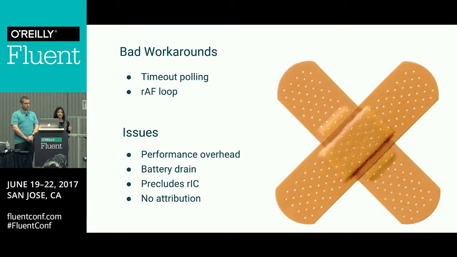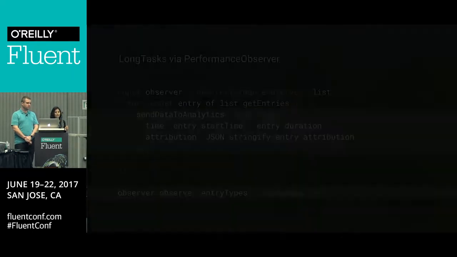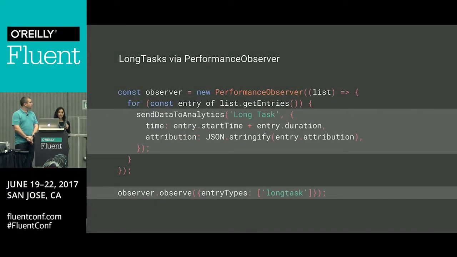Now, these workarounds might give you a clue as to when the main thread is busy, but they're really quite terrible because they come at a high cost of performance overhead, of draining your users' batteries, of not having long idle blocks and being able to use things like requestIdleCallback. And finally, they don't give you any attribution whatsoever. They don't tell you why these long tasks might be happening. So the long task API is a first-class API that addresses all of these issues.